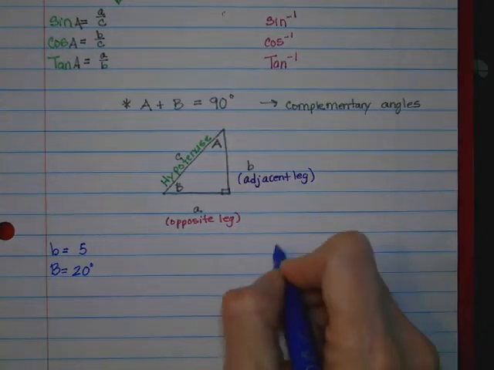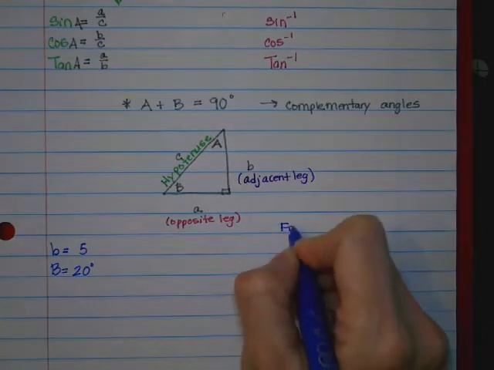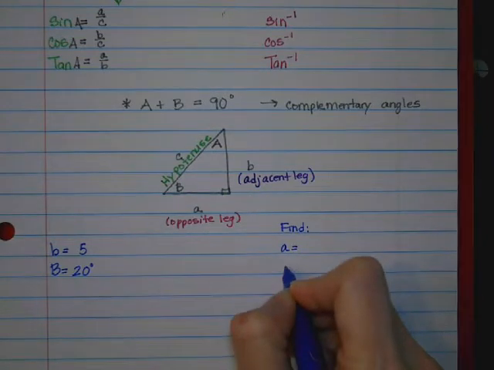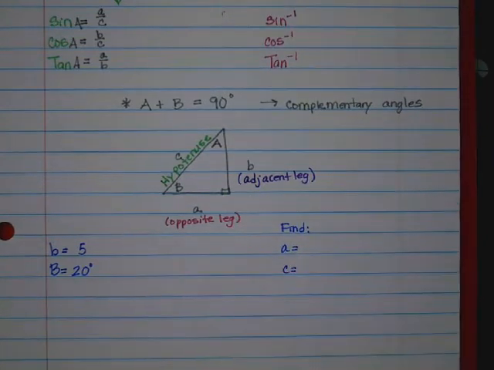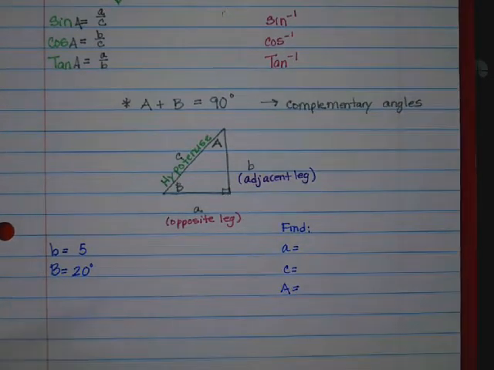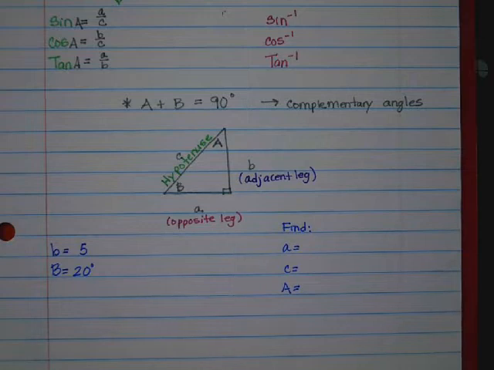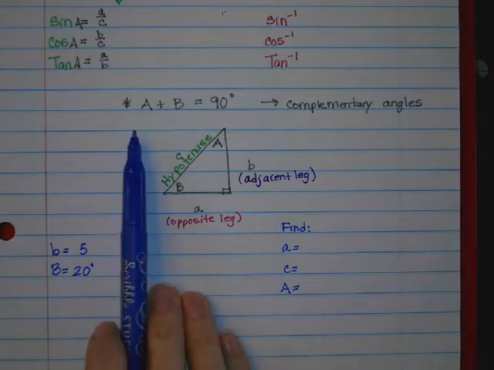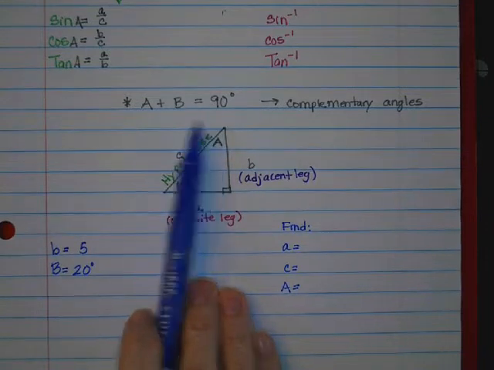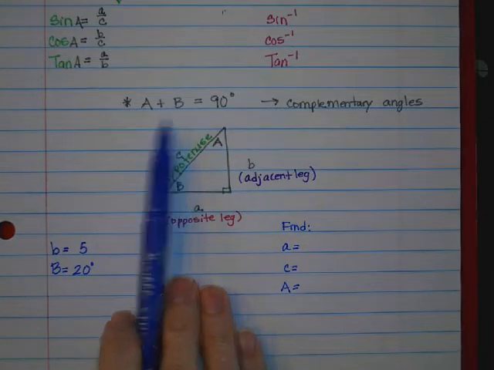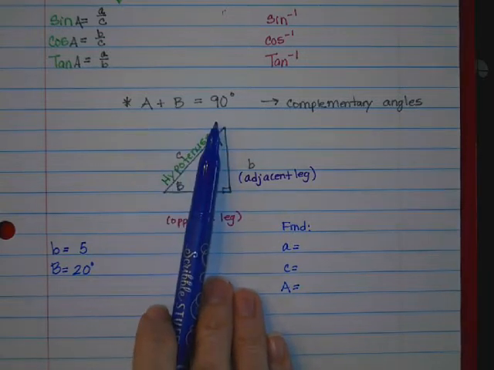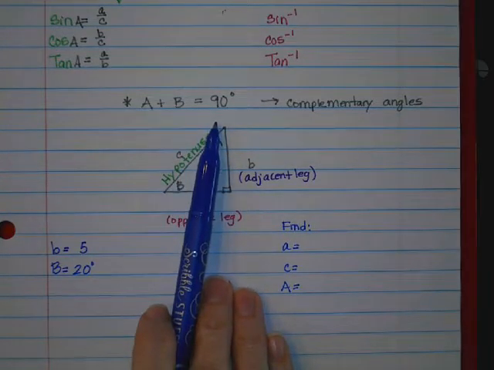So we've got to go find the value of little a, the value of little c, that's the two remaining sides, and angle A. So now we're going to use our knowledge from up above here, where we said that angle A plus angle B is equal to 90 degrees. So if B is 20, we're saying what plus 20 equals 90.